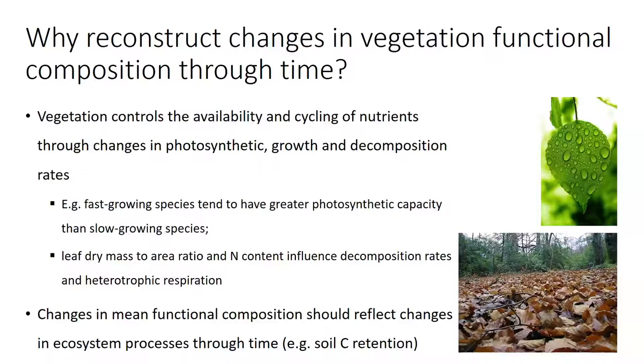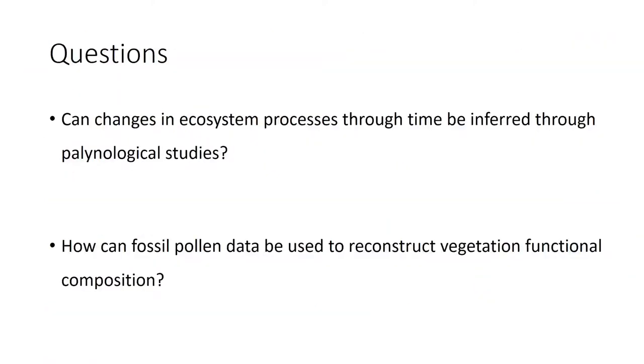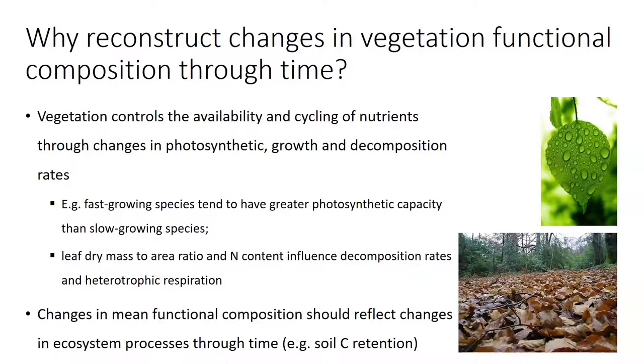I think the controls that vegetation exert on biogeochemical cycles are now well documented. For example, the differences between fast-growing and slow-growing species in photosynthetic capacity have an influence on carbon drawdown, the carbon drawdown capacity of the environment. And leaf litter quality has an influence on the decomposition rate and therefore on microbial activity. So the idea here is that by estimating changes in the functional composition of the vegetation through time, we should be able to get an idea of what kind of impact it will have on ecosystem processes, how ecosystem processes should change through time, for example, processes that influence soil carbon storage.